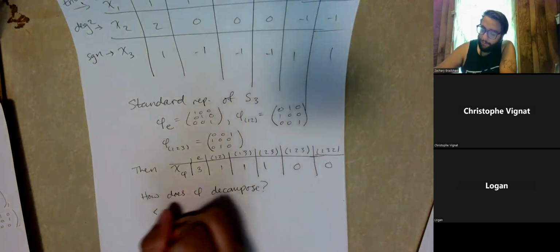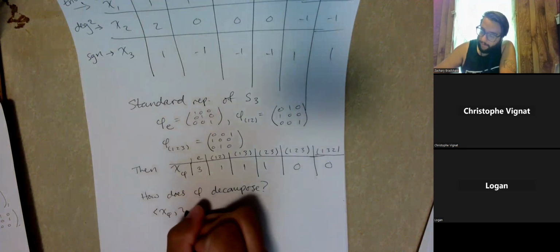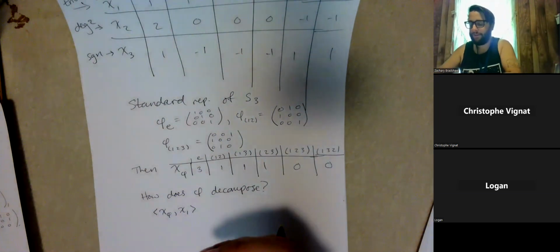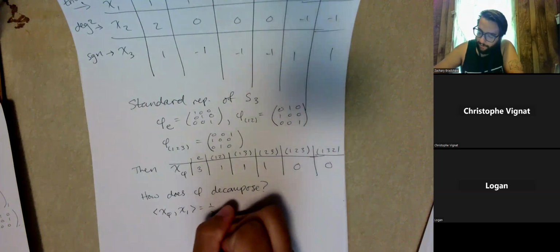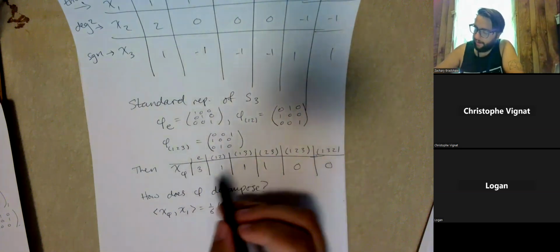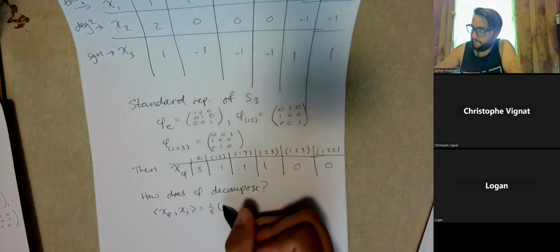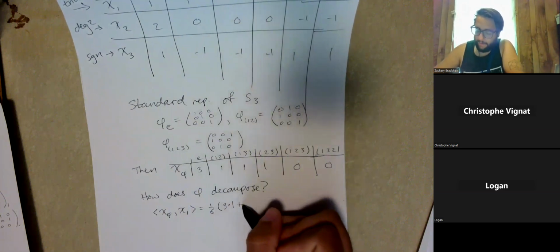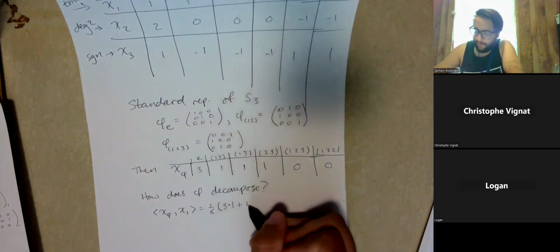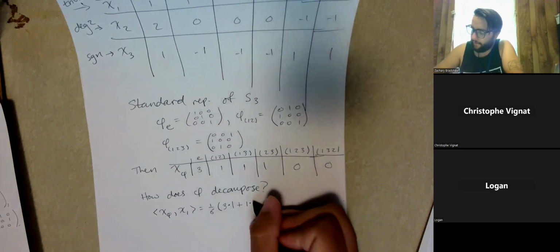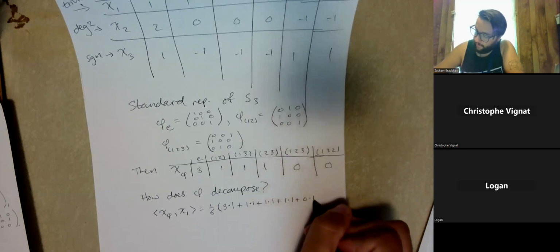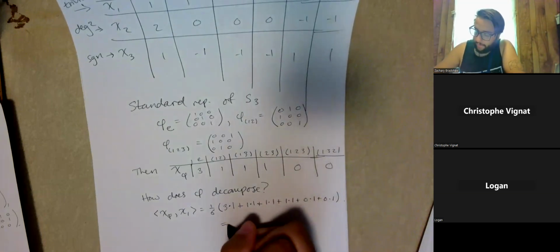Well, all we have to do to compute that is take the inner product of chi-phi with chi1, and that'll tell us how much of chi1 is present in the representation. And this is 1/6 times the trace. So this is chi-phi of E, which is 3, times chi1 of E, which is 1, plus chi-phi of (1 2), which is 1, times chi1 of (1 2), which is 1, and so on. So I'll just write the rest out. And what you get is 1.